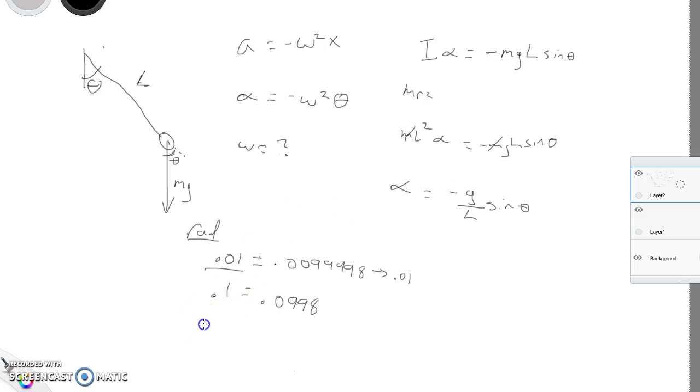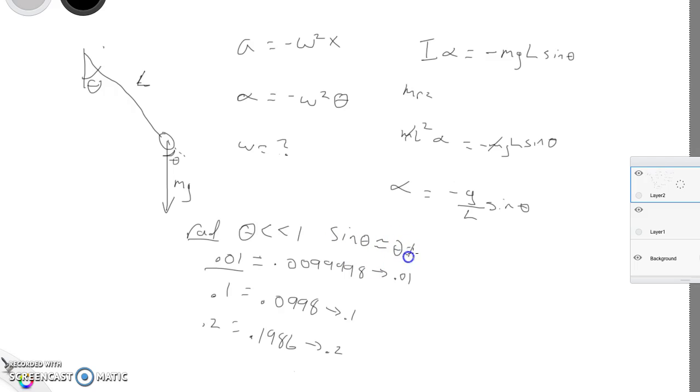Sine of 0.2 would give about 0.1986, which again is really close to 0.2. So what happens is, when theta is really, really small, let's just say much smaller than 1, sine of theta is approximately equal to theta.